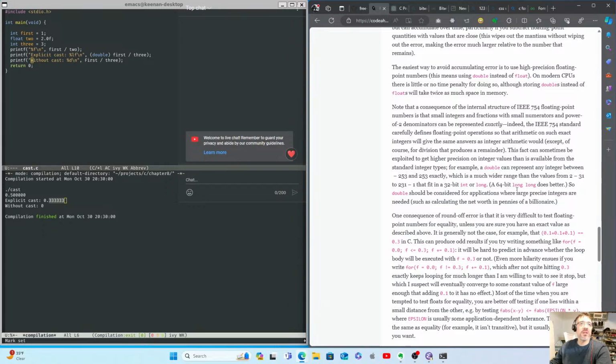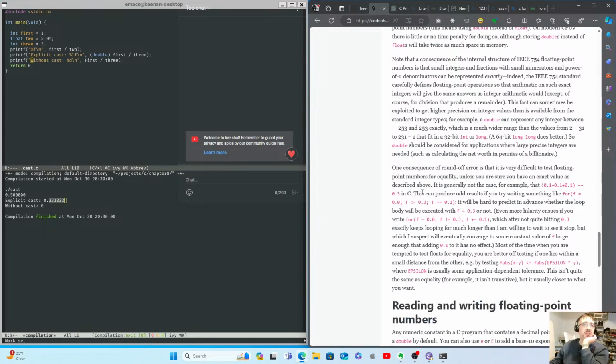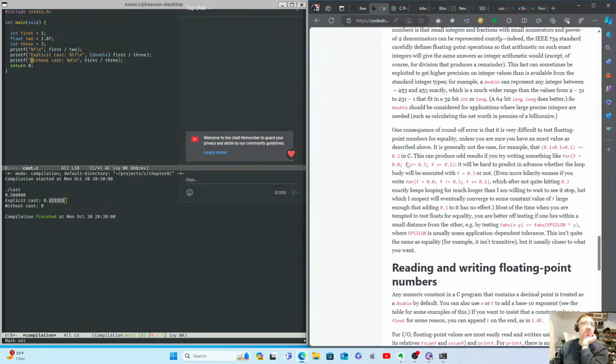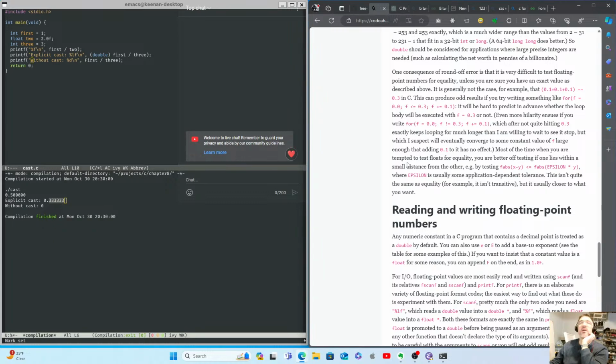A 64-bit long does better, so double should be considered for applications where large precise integers are needed, such as calculating the net worth in pennies of a billionaire. One consequence of round-off error is that it is very difficult to test floating point numbers for equality unless you are sure you have an exact value.